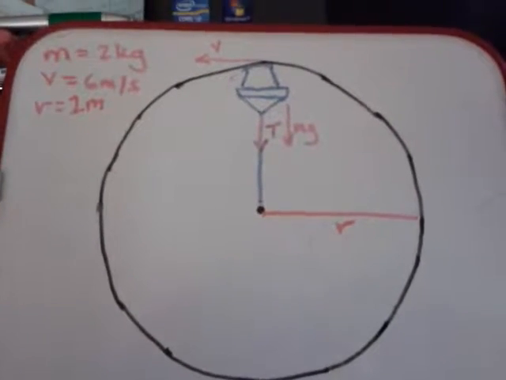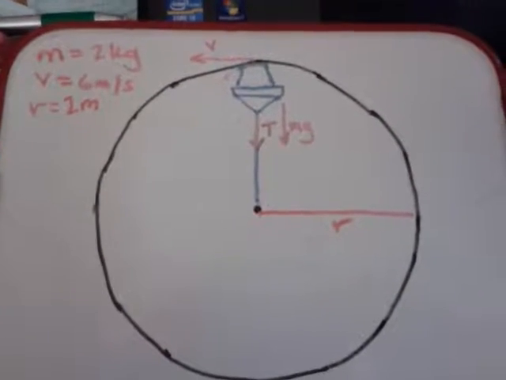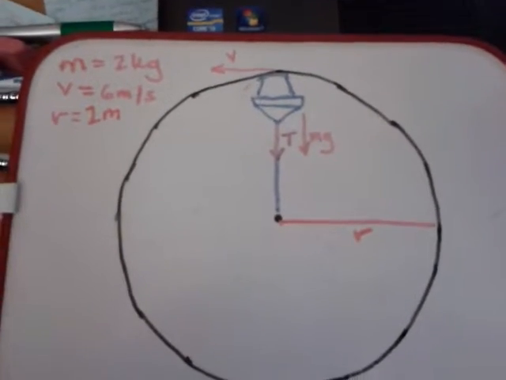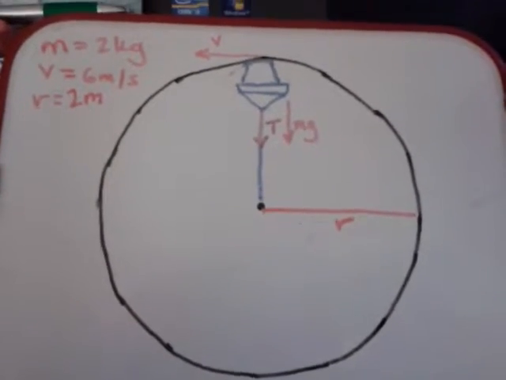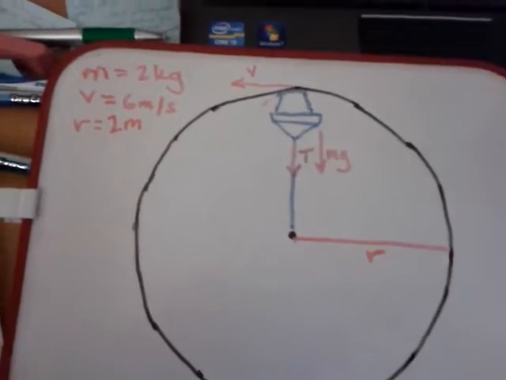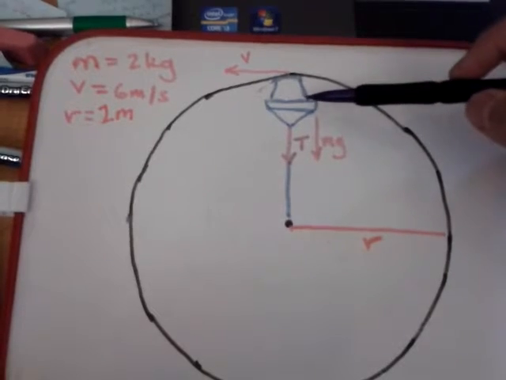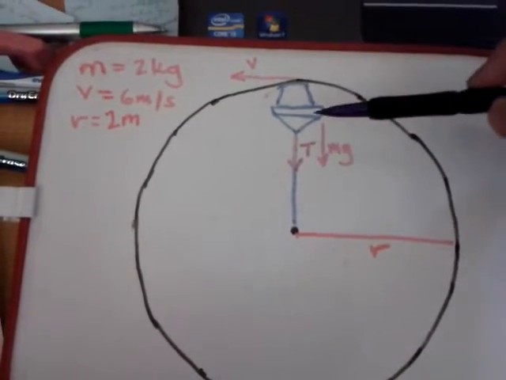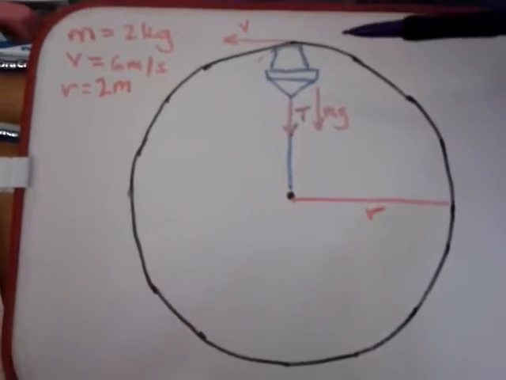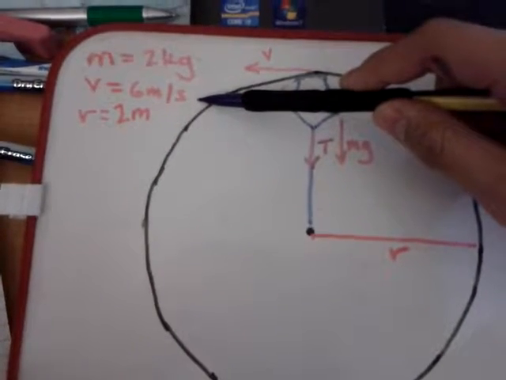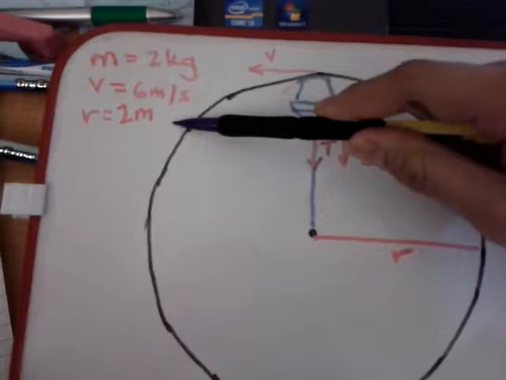Hello class, we're doing problem set 3, number 1. We have a bucket filled with water attached to a string and we're spinning it in a circle on a vertical plane. And we're looking at the instant that it is right above our heads when it's upside down. So what's given? We have mass equals 2 kilograms, the velocity is 6 meters per second, and the radius is 2 meters.